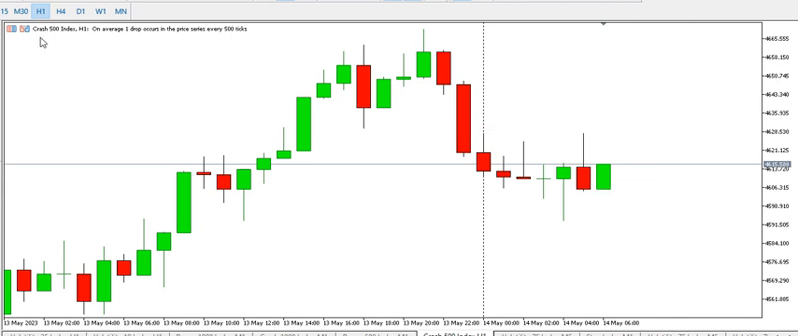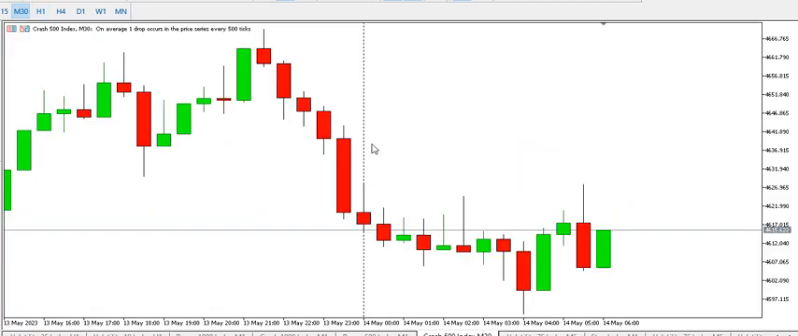Looking at the 30 minutes time frame, Crash 500, the buyers are trying to step in. Look at this bearish engulfing, but it's currently being filled. This bearish engulfing suggests that price should go down, but price is going up. So you might be cautious.